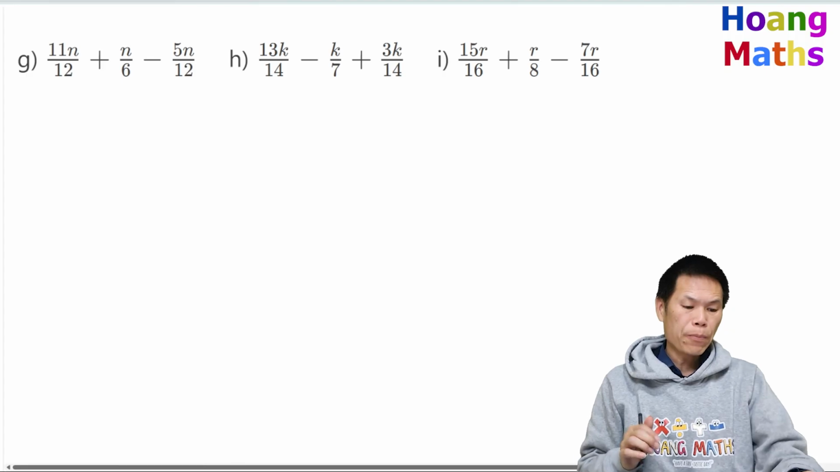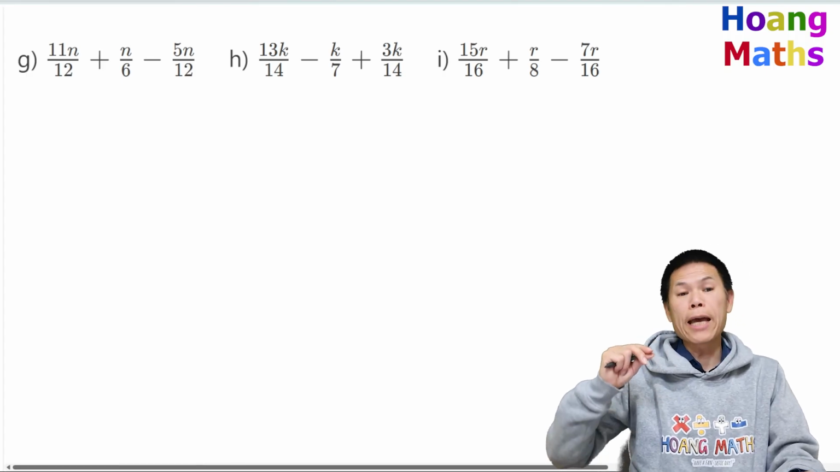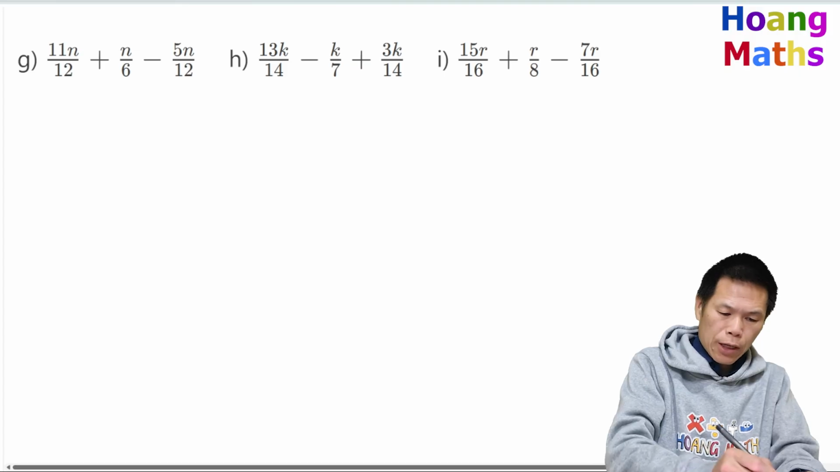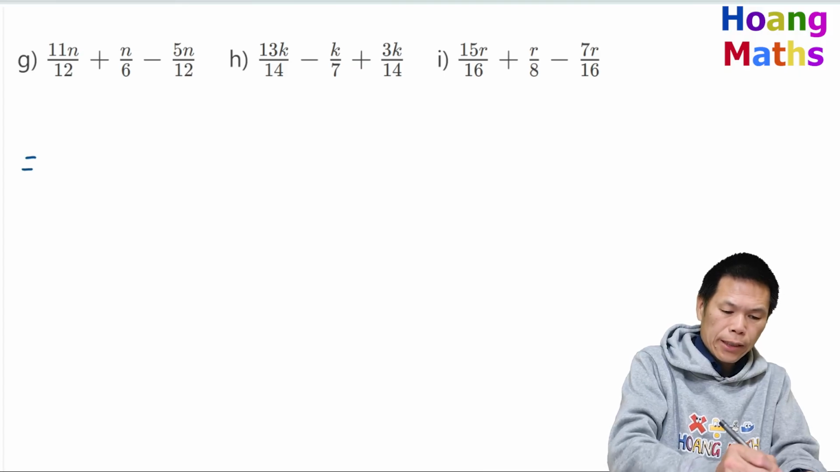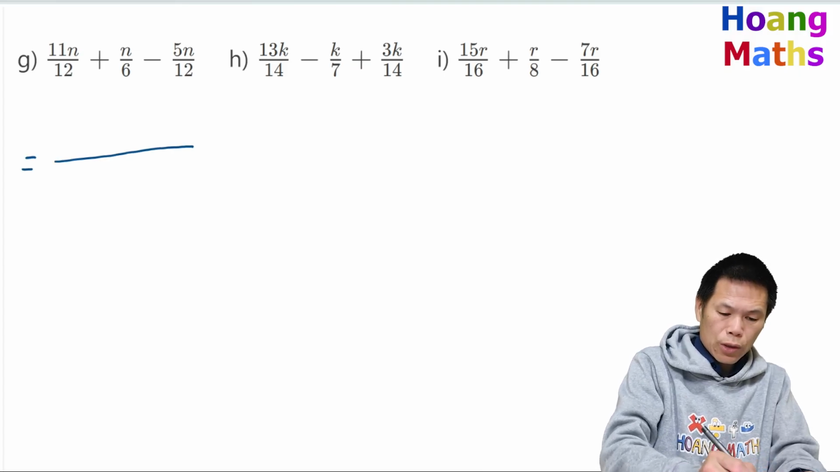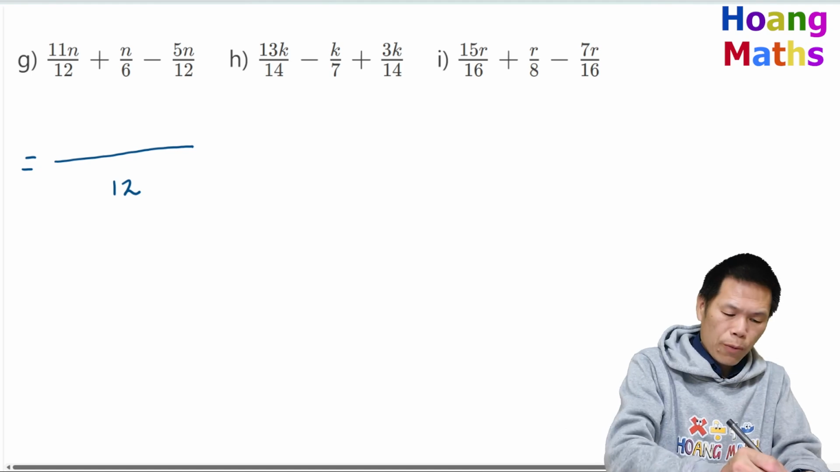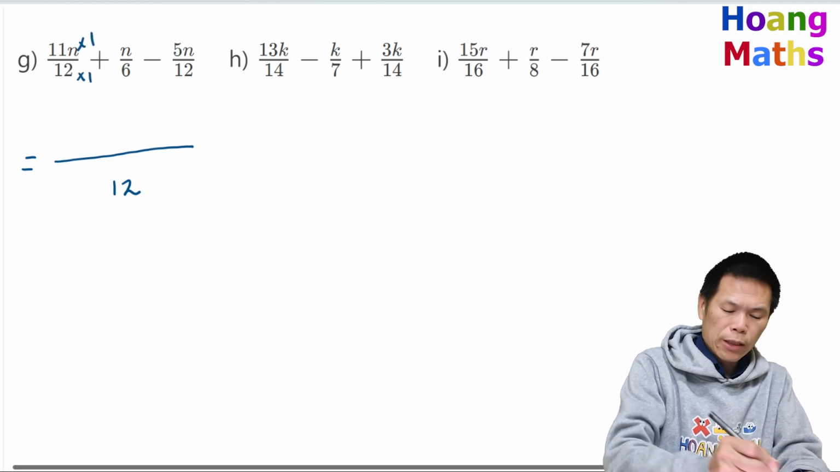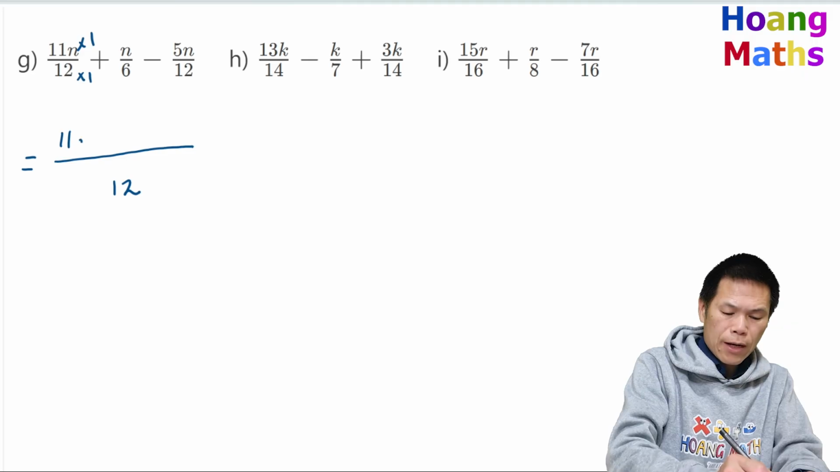Now part G, we have 12, 6, and 12. So the lowest common denominator is 12. So let me just write this down. That is equal to 12 here. So from 12 to 12, I times by 1. So this times by 1 as well. So that gives me 11n.